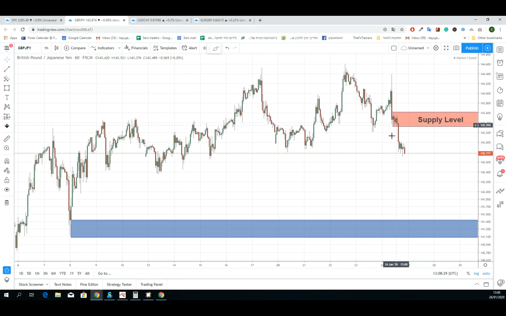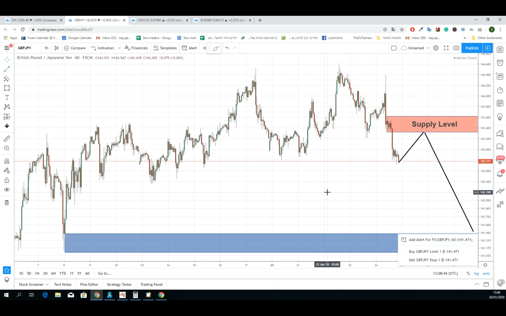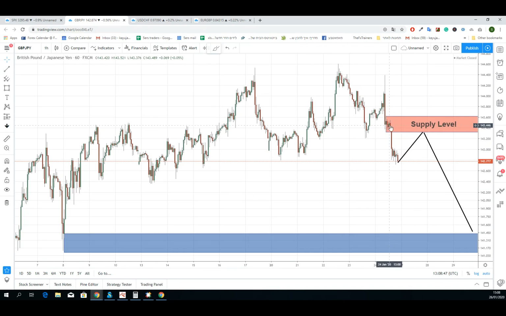The right level to sell GBP/JPY, at least as it looks now, is this supply here above, and this is what I will be waiting for. These few little candles, and then the price dropped down. As you can see, this picture creates this level, which seems like a great supply level. So I'll definitely look for a sell position if the price retraces to check this supply here above.